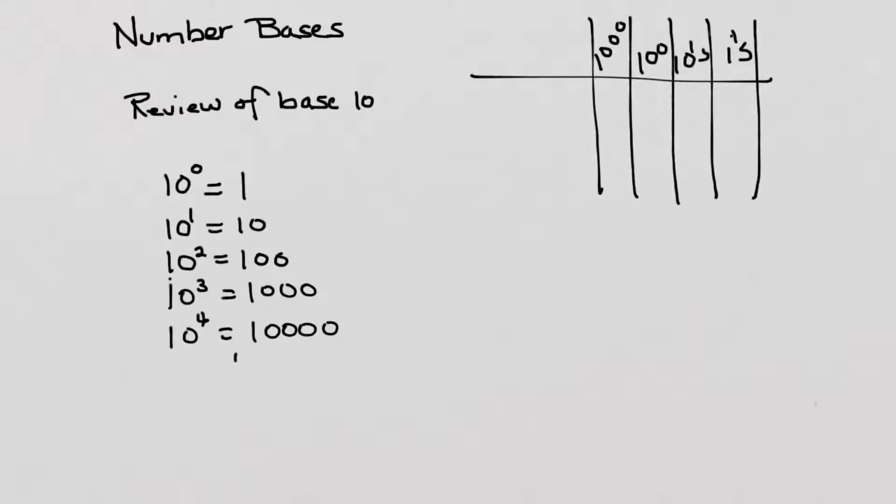So when we look at a number written in base 10, for example, what if I had 5 in the thousands place, a 2 in the hundreds place, 0 in the tens place, and 4 in the ones place? What does this really mean?